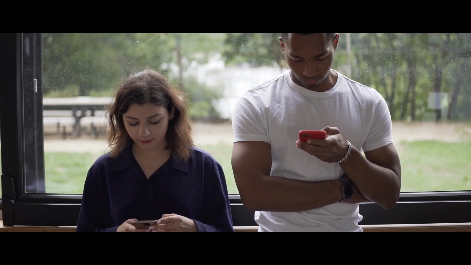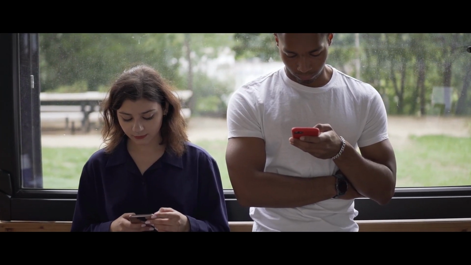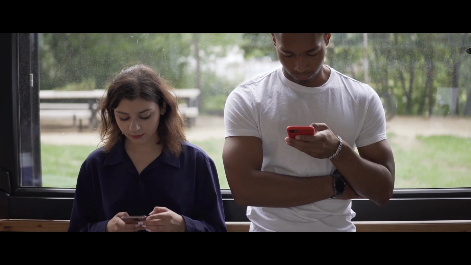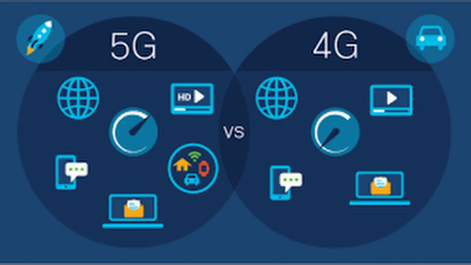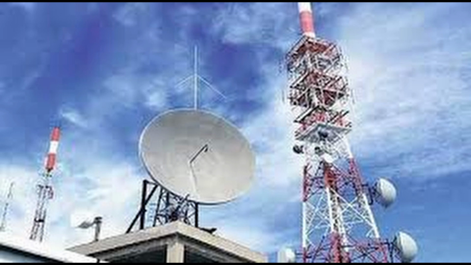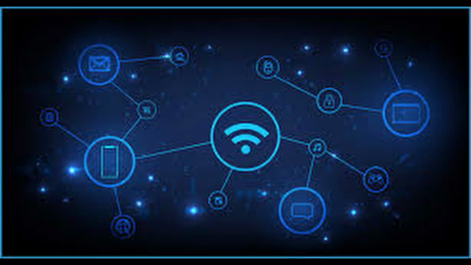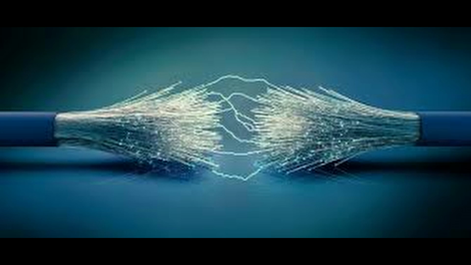Today, many people use mobile internet instead of wired connections. Mobile networks like 4G and 5G use cell towers to provide internet access. Wi-Fi works using radio waves over short distances. Even though wireless technology is used, eventually most data still travels through fiber optic cables connected worldwide.